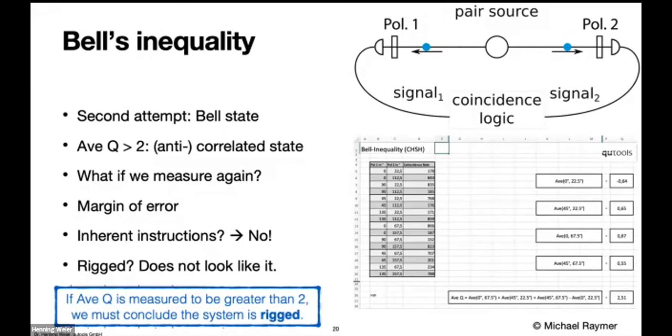If you want to look this up, this is subsumed under the name loopholes. There have been quite a lot of very careful experiments that have tried to exclude a lot of these loopholes already. So it seems that probably it's not a problem of the experiment itself. It seems that these inherent instructions actually do not exist.